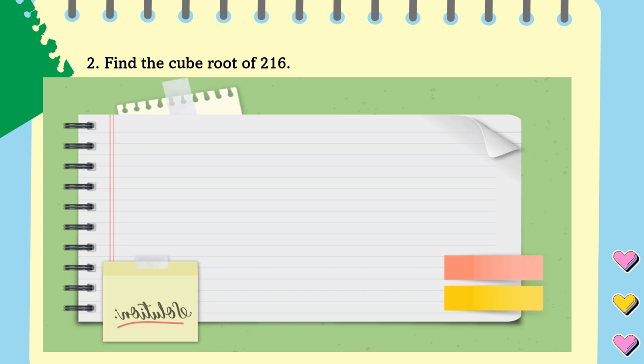The cube root of 216. How do we write the cube root of 216 in symbol? In symbol, the cube root of 216 is this. What number, when multiplied by itself 3 times, will give a product of 216? The answer is 6. Why? Because 6 raised to 3, or 6 times 6 times 6, is 216. Therefore, the cube root of 216 is equal to 6.